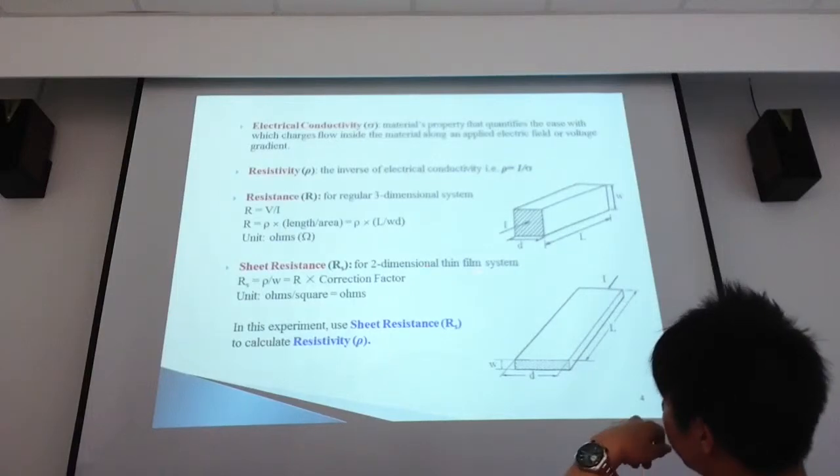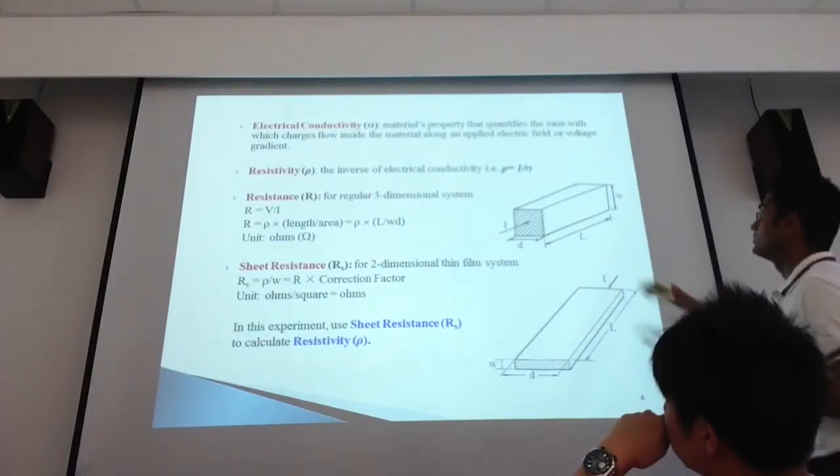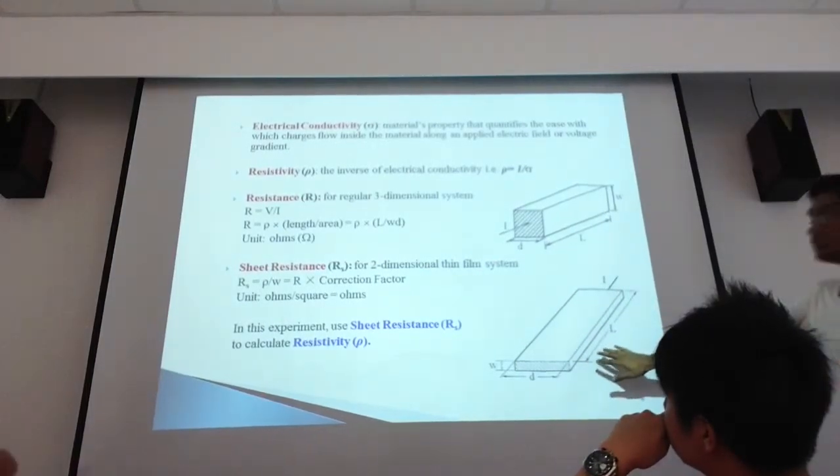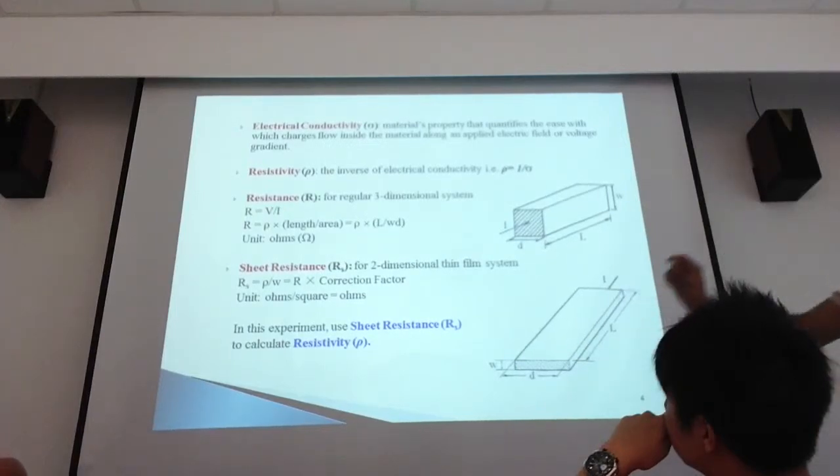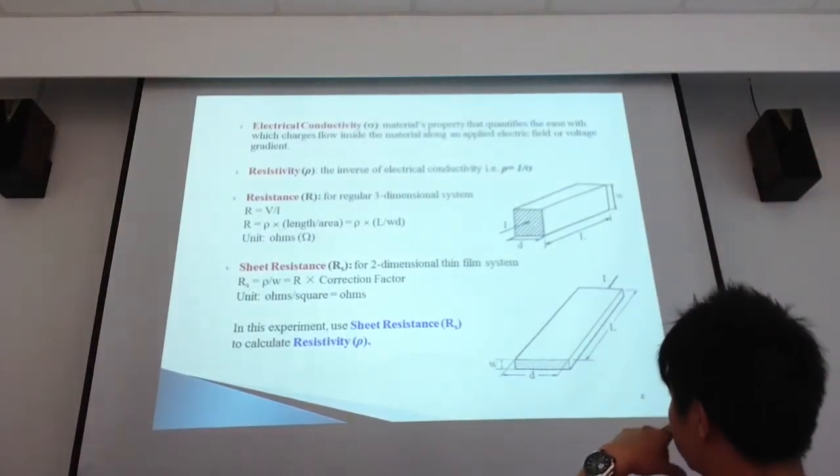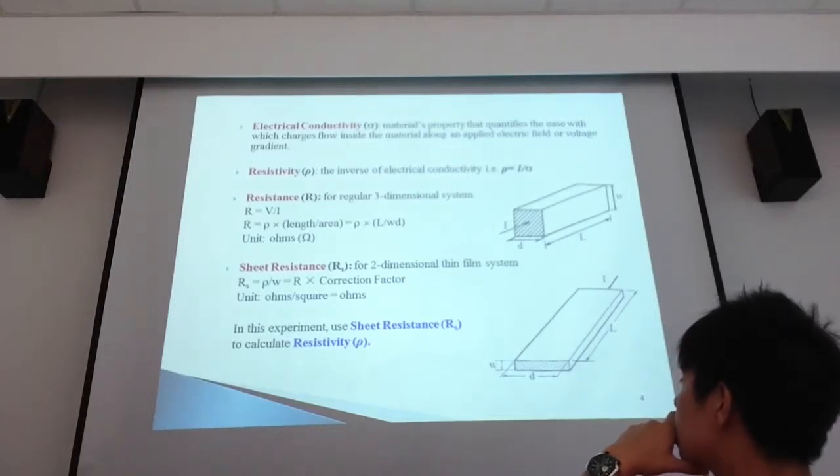It's for a two-dimensional thin film system. It's basically a three-dimensional system. This is two-dimensional because its W is very small. So let us say I give you a thin film, a wafer or something, right? I give you a wafer.